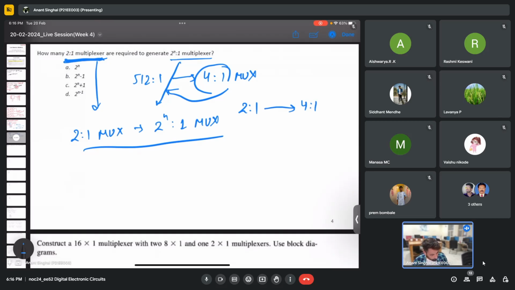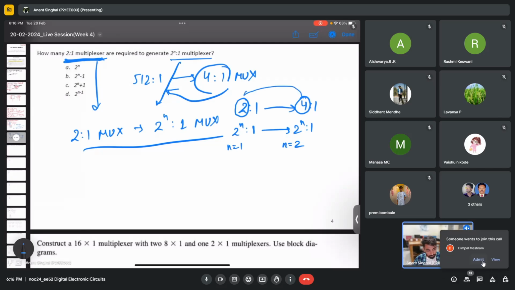Okay, so let's say we have a 2 cross 1 mux. I can write this as 2 raised to the power n cross 1. So here n will be 1, here n will be 2. The basic shortcut is that you look at the inputs given in the question, and you continue to divide till you get the remainder as 1.